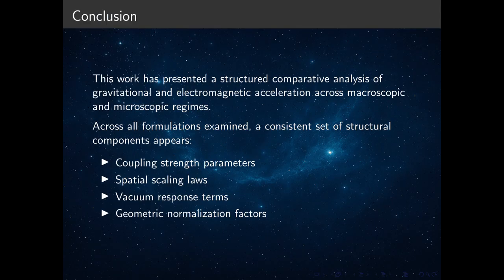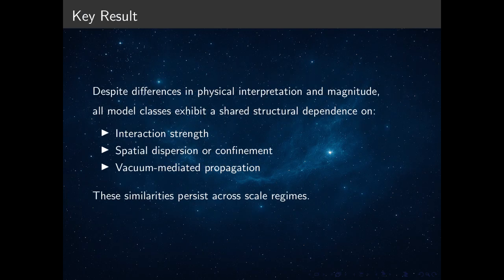Conclusion. The comparative framework presented here demonstrates that classical gravitational, electrogravitic, and emergent acceleration laws share a common structural foundation across both macroscopic and microscopic regimes. Without reducing their forms, each equation can be interpreted as encoding an action-based mechanism in which spatial variation, coupling strength, and vacuum structure combine to produce acceleration.